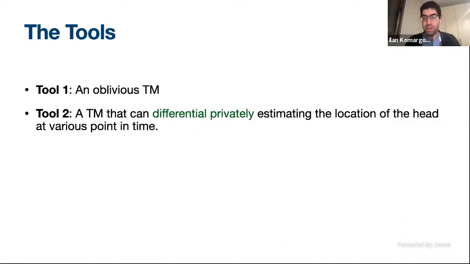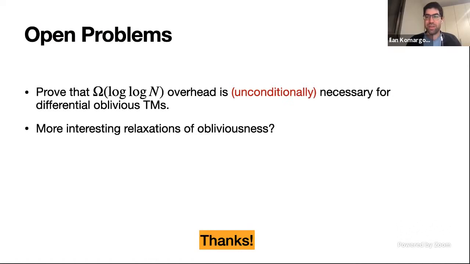We use two tools. I won't have a lot of time to tell you how the construction works, but just in one sentence, the tools that we use: an oblivious Turing machine, you can think about the one of Pippenger and Fisher, for that matter, even though we need to tweak it a little bit. And the second tool that we develop is a Turing machine that estimates the location of the head of another Turing machine while maintaining differential privacy of that estimate. That's the main technical thing that we develop. And this is where I'm gonna finish.